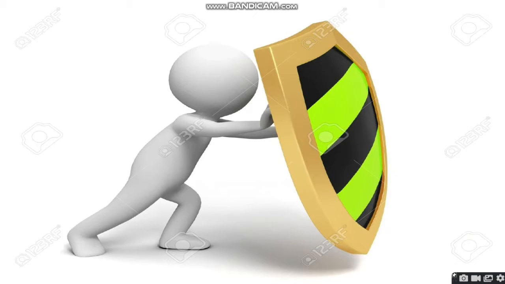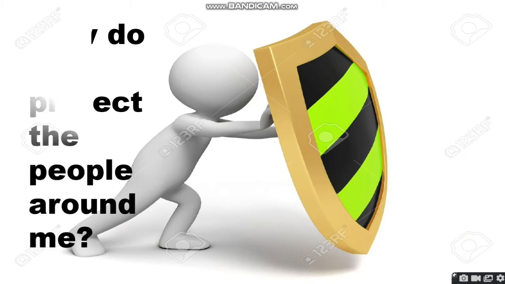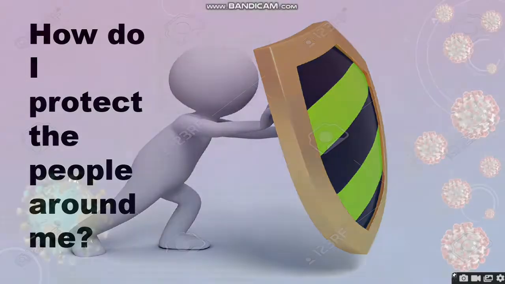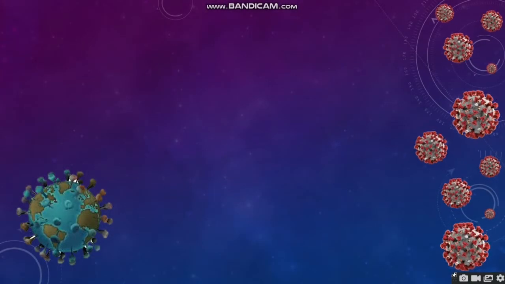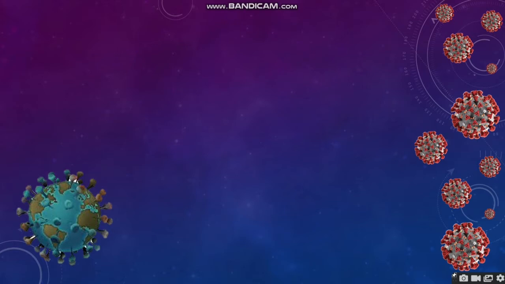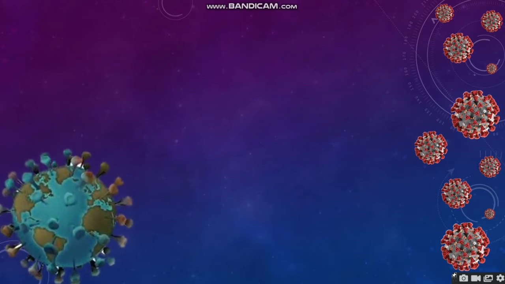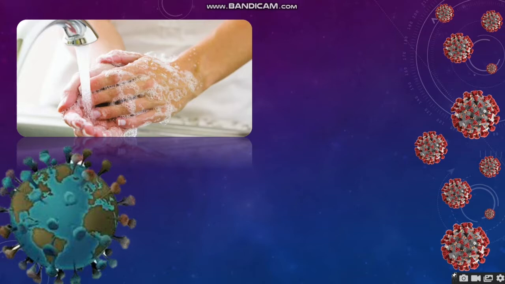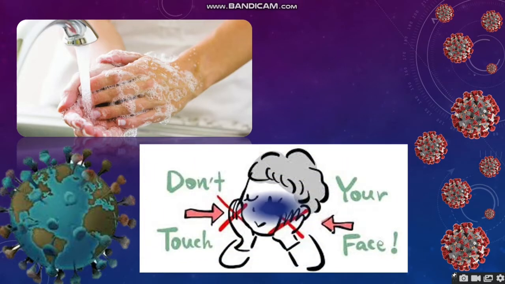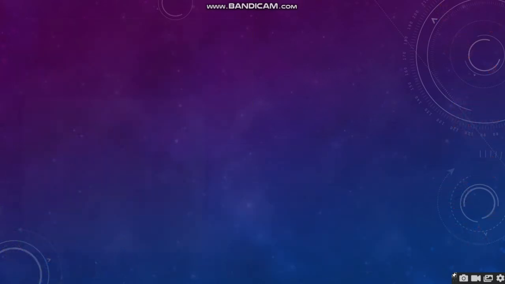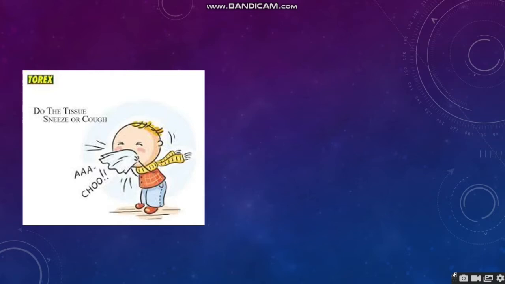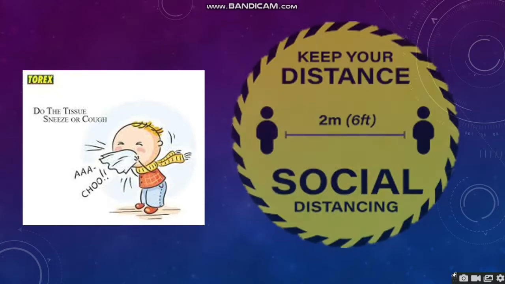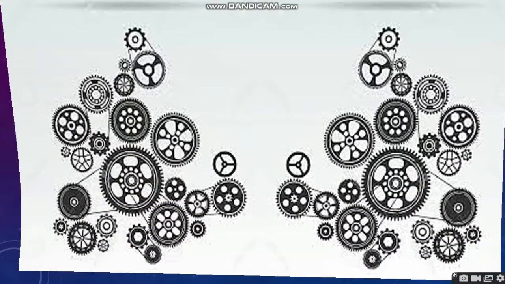How do I protect the people around me? All of us need to be taking the basic precautions that we have been advised about, which means washing our hands all the time, not touching our faces, and if you cough or sneeze, try to do it into a tissue and then throw it away. And we should keep our distance from other people.